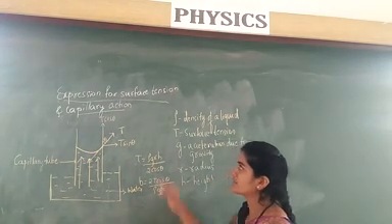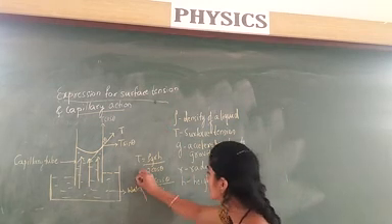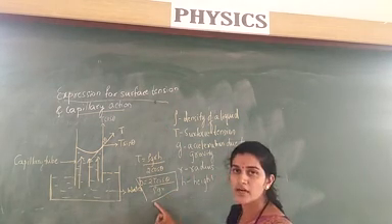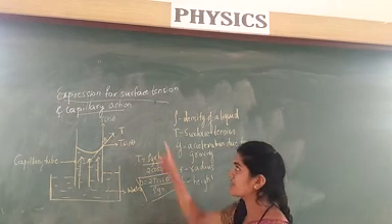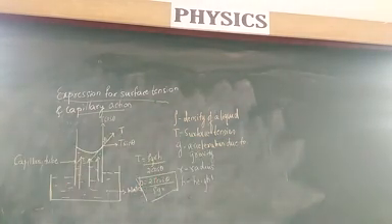Therefore, the expression for the surface tension and the capillary action is h is equal to 2T cos theta by rho g r. This is the expression for the surface tension and the capillary action.